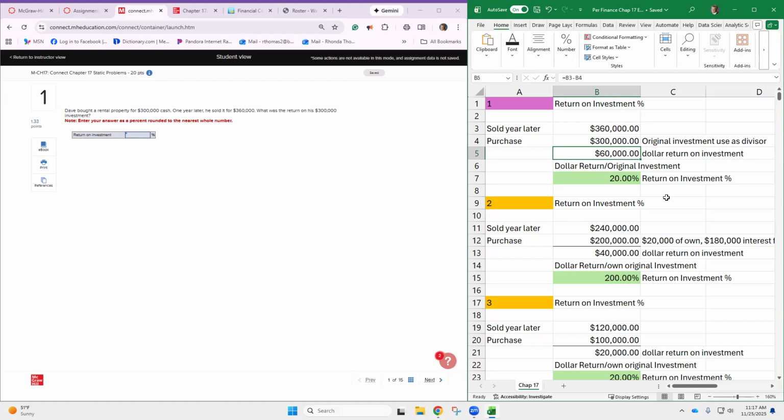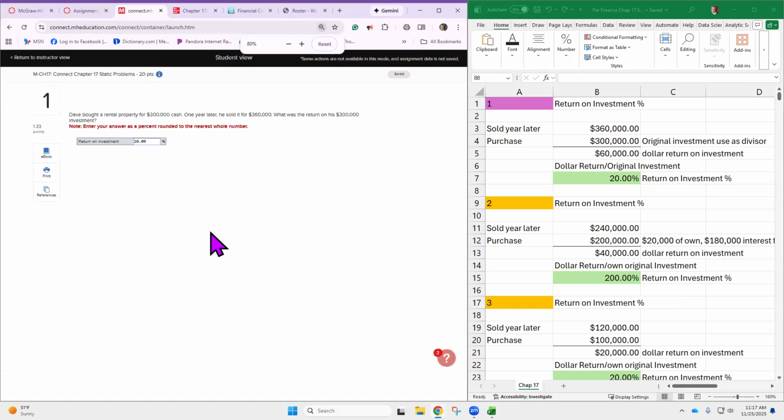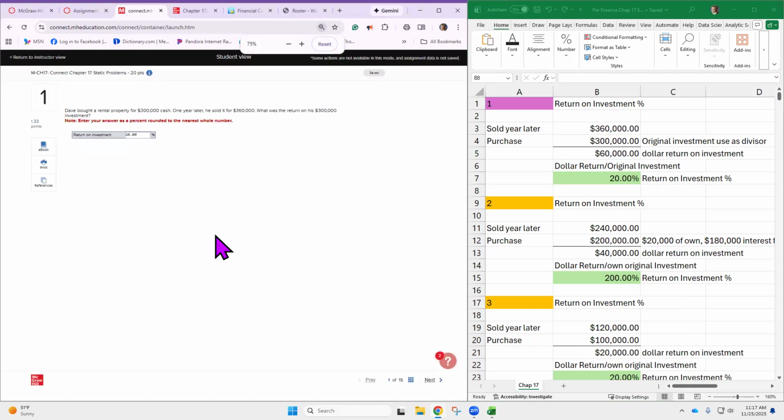So what is the percentage then of that return? You would take the $60,000 return amount and divide it by your original purchase, right? So we're looking at a 20% return on investment, okay, 20%. I don't think you'd find a whole lot of other investments that are going to have a return like that. Property right now is a pretty good return.